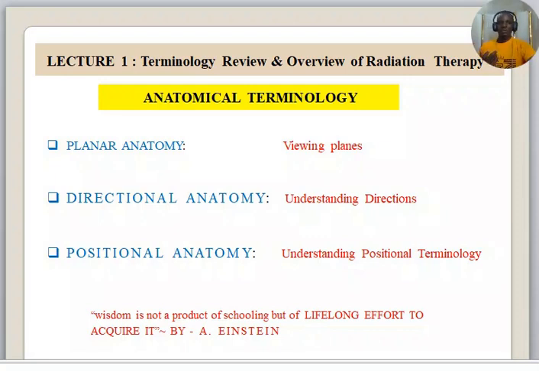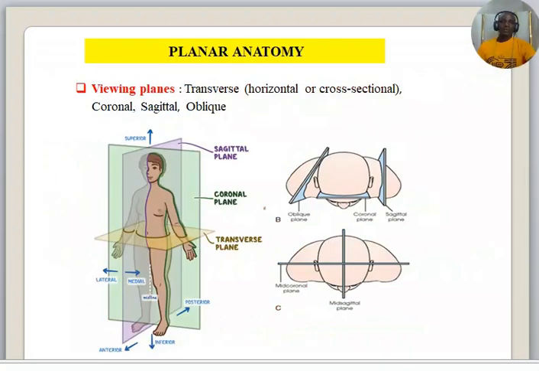As we all know, wisdom is not a product of scoring, but a lifelong effort to acquire it, as Esther asserts. Therefore, you're in the right position as much as you're going to follow this lecture to the end.